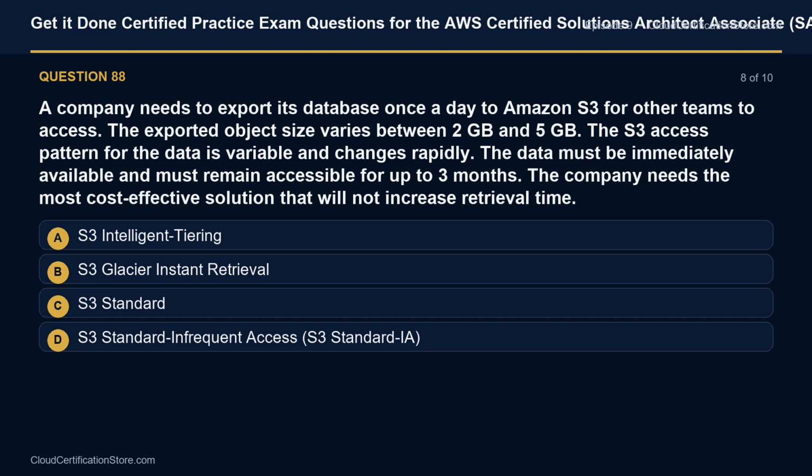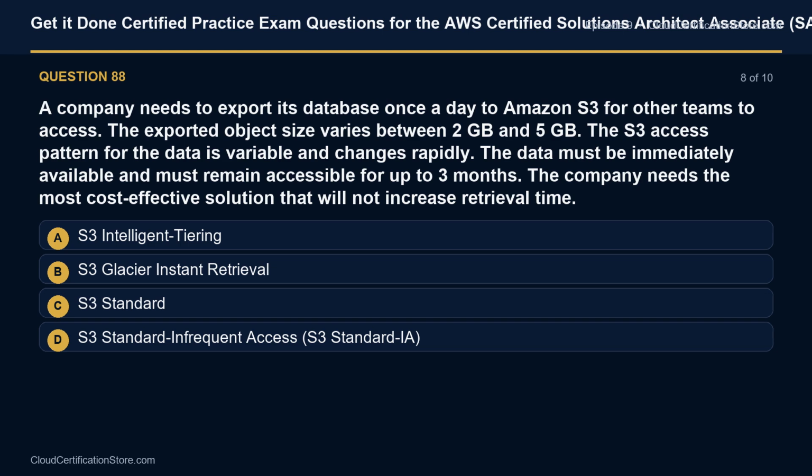Question 88. A company needs to export its database once a day to Amazon S3 for other teams to access. The exported object size varies between 2 GB and 5 GB. The S3 access pattern for the data is variable and changes rapidly. The data must be immediately available and must remain accessible for up to 3 months. The company needs the most cost-effective solution that will not increase retrieval time.